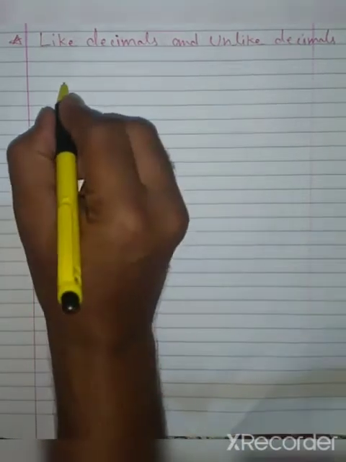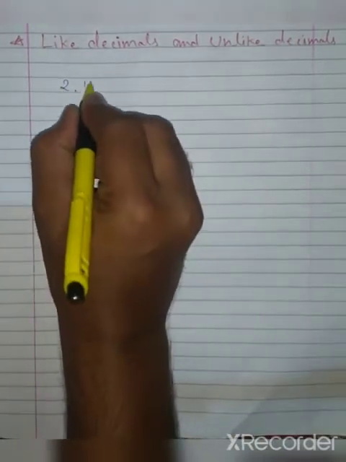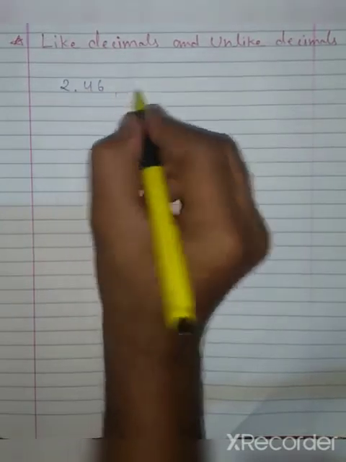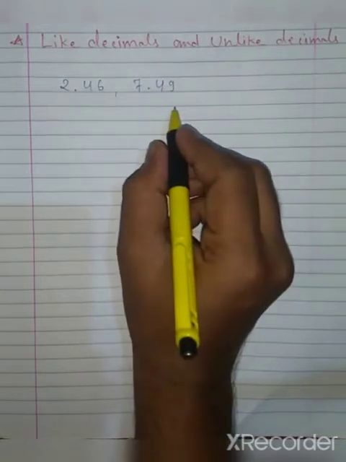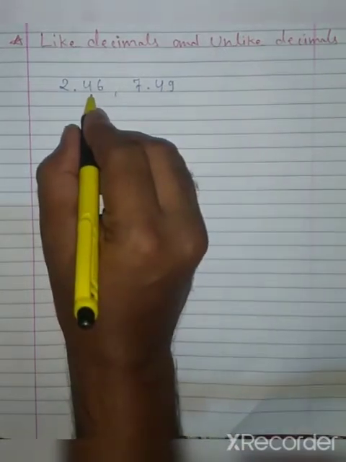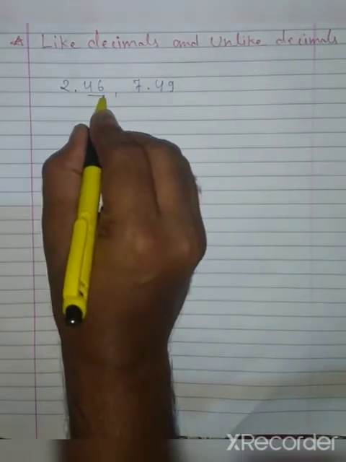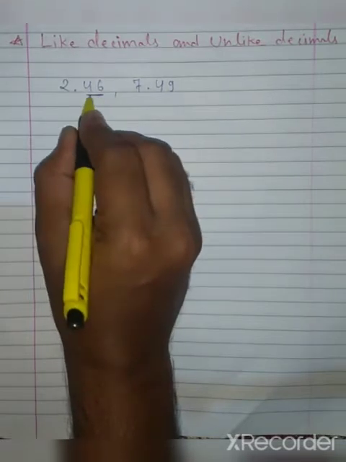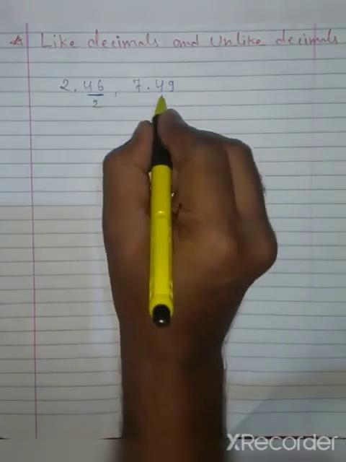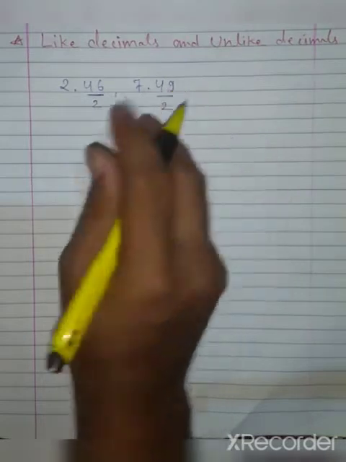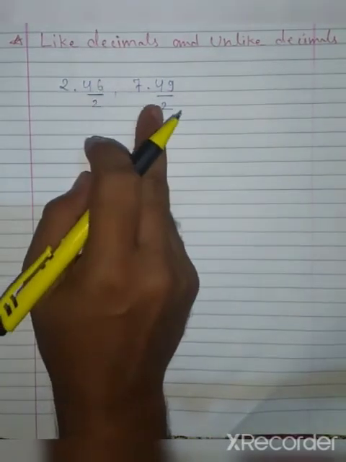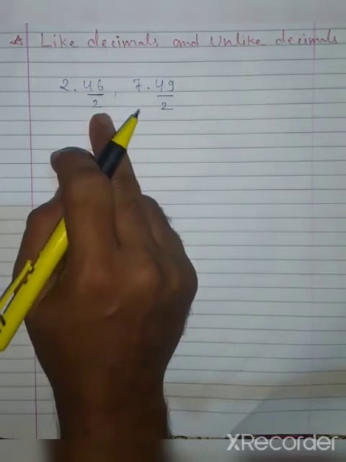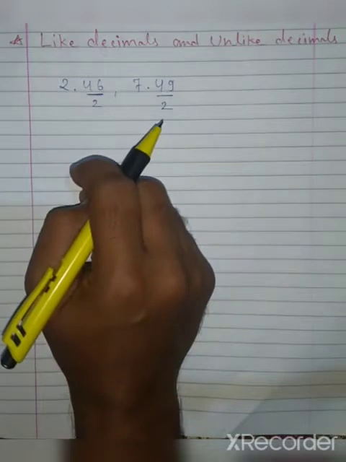Suppose there are two decimals, we have 2.46 and 7.49. Here you can see the decimal place of the first decimal number is 2, and here the decimal place is also 2. If two decimals have the same number of decimal places, they are called like decimals. So this is an example of like decimals.